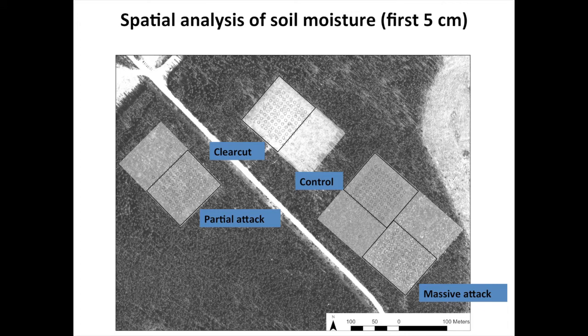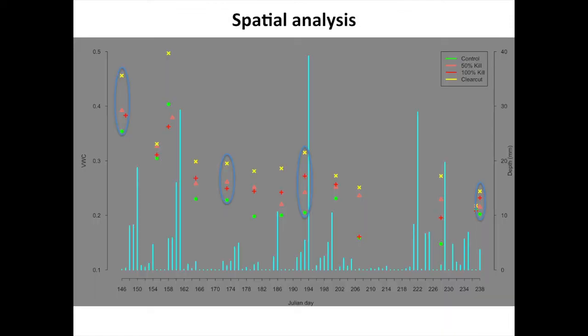So what we decided to do was to conduct an intensive spatial analysis only for the first 5 centimeter layer of the soil. So we had every 10 meter points, and we measured soil moisture throughout the year, on a weekly basis. So this is the time series of those. Each point represents the mean of that. So we have the control in green as a reference and the clear cut in yellow as another reference. So we have the control and the clear cut in the extremes all the time, right?